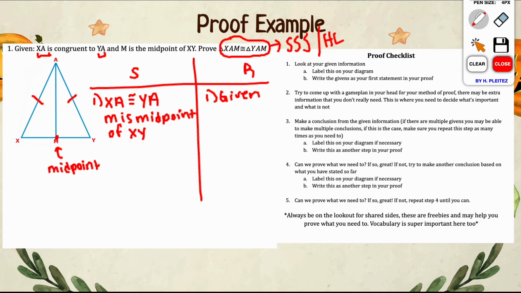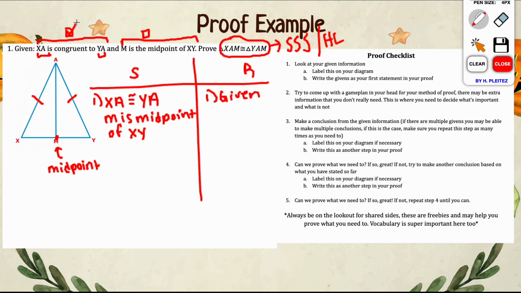All right, step three says make a conclusion from the given information. Now, a lot of times there are going to be multiple givens, so we're going to be able to make multiple conclusions. You just want to go one step at a time and make sure we're repeating this step for as many givens as we have. So what I like to do is make a checklist or a checkbox above each of my givens. So XA is congruent to YA is one, M is the midpoint of XY is another one. And the reason I do that is to make sure that I'm addressing all of my givens if I need to. So XA is congruent to YA. We can't really make any conclusions from that, but I'm going to check it off since we labeled it and wrote it in our proof.